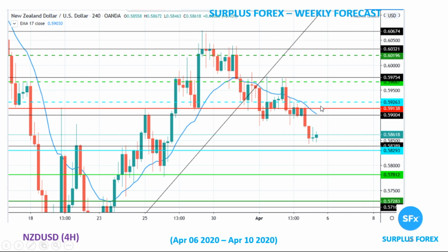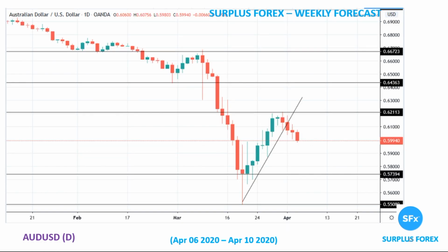Same for the Aussie USD. For Aussie USD, there was a fall all last week. Aussie dropped, USD was continuously rising. It crossed the uptrend line, and it's currently sitting at 59.94.